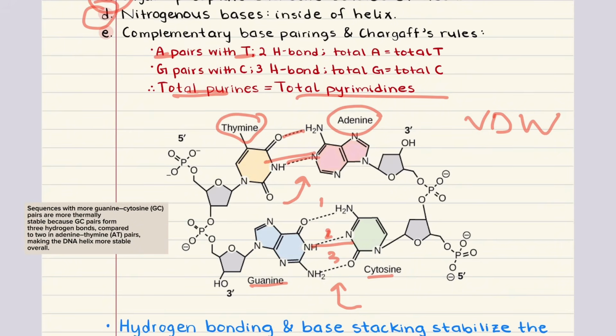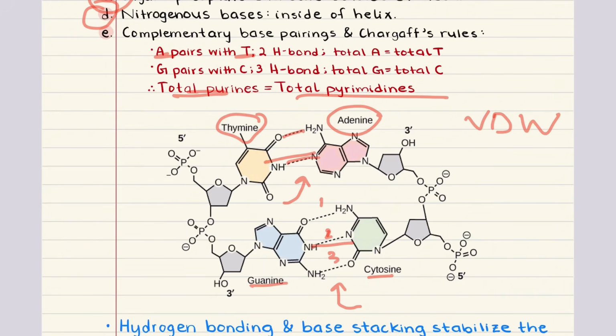So just to wrap up and give you the takeaway points: the DNA double helix is made of two anti-parallel strands. The sugar phosphate backbone is on the outside. The nitrogenous bases are on the inside, held together by hydrogen bonds and stabilized by base stacking. And the sequence of one strand determines the sequence of the other. That's going to be the basis for DNA replication and transcription.